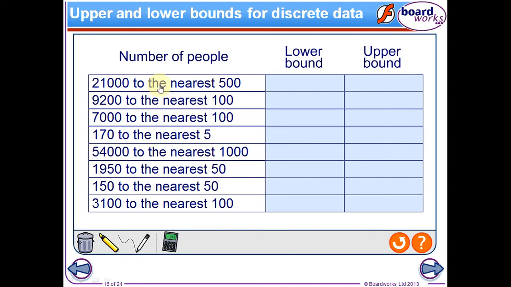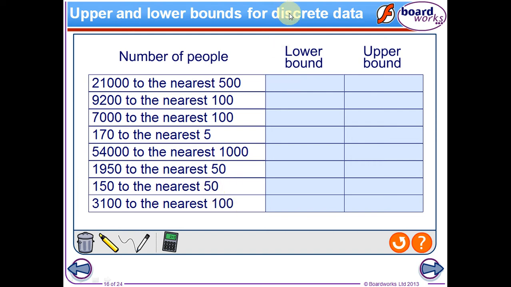Now what I want to do is find the number of people, lower bound and upper bound, to the nearest 500. So nearest 500, this place value is 500, so 500 divided by 2 is 250. I'm going to take away 250 to get the lower bound, and add 250 to get the upper bound. Here I'm going to take away 50, because that's 100 divided by 2, then add 50. This one take away 50, add 50. This one take away 2.5 and add 2.5. This one take away 500 and add 500. This one take away 25 and add 25. This one take away 25 and add 25. This one take away 50 and add 50. So that's how I'm going to approach my exam.